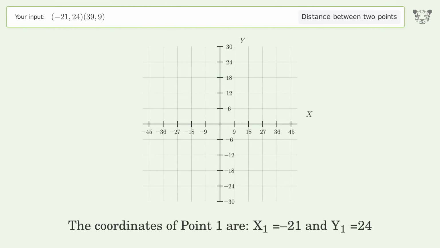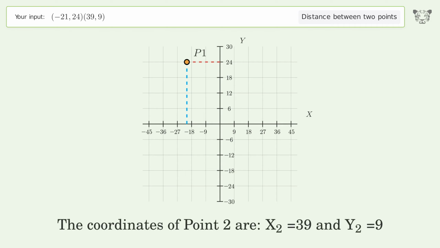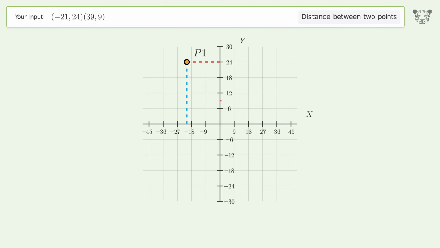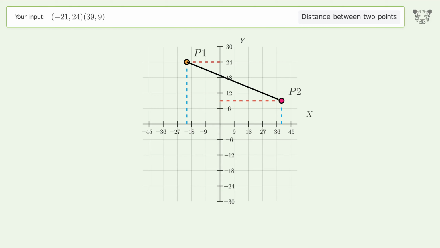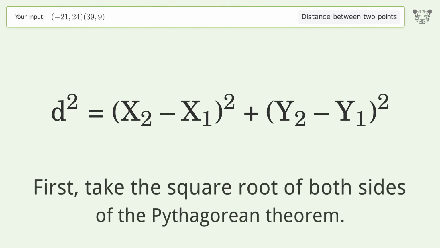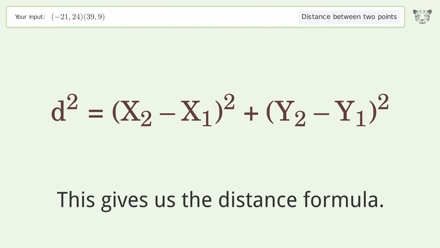The coordinates of point 1 are, x1 equals -21 and y1 equals 24. The coordinates of point 2 are, x2 equals 39 and y2 equals 9. D is the distance between the 2 points. First, take the square root of both sides of the Pythagorean theorem. This gives us the distance formula.